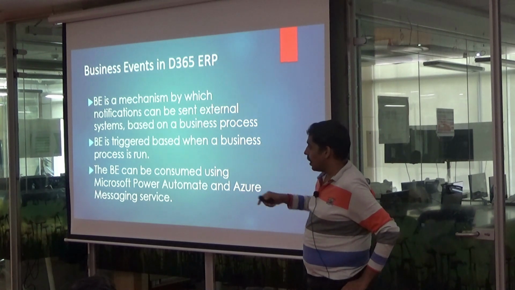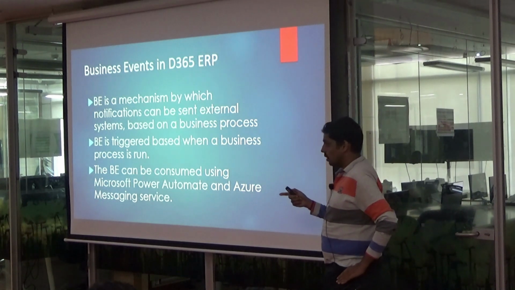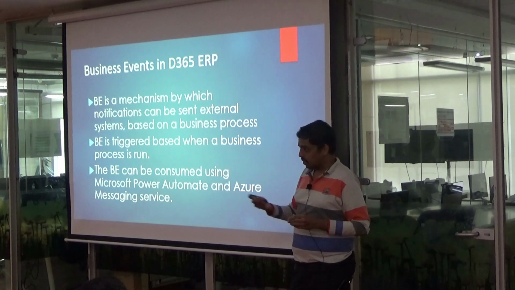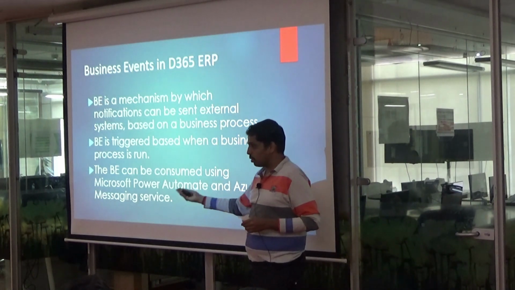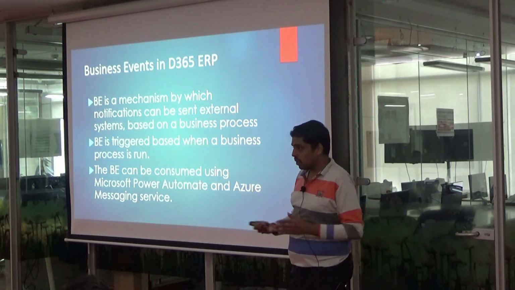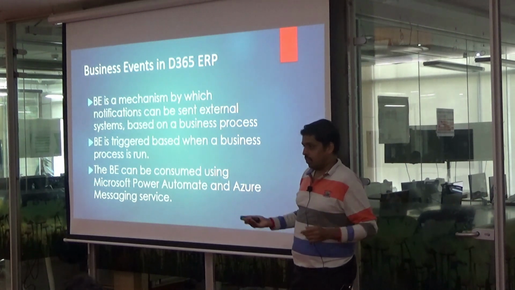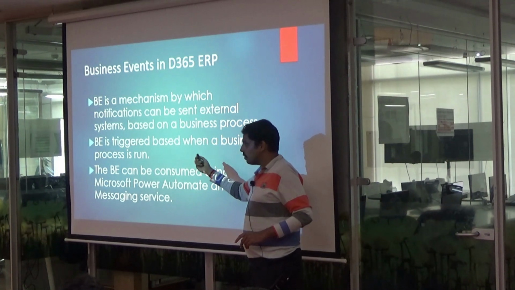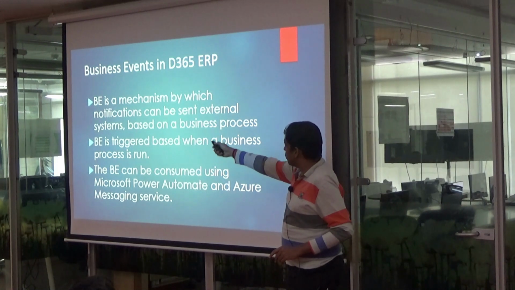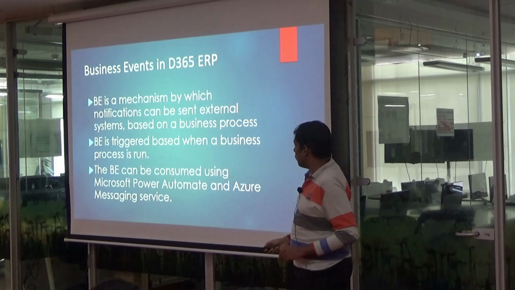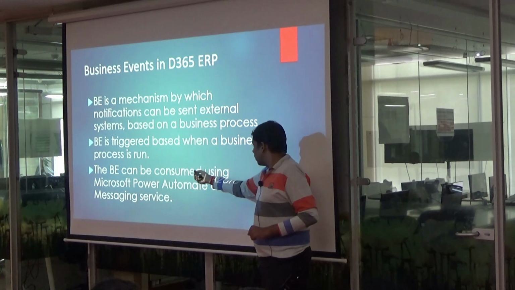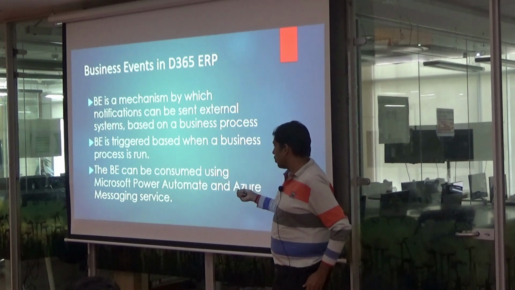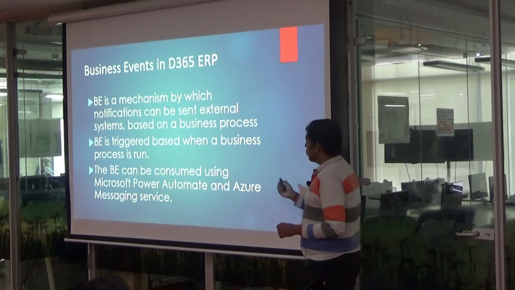So basically when we are running a business process, for example, the purchase to pay cycle is a business process where I start from the purchase quote, then the purchase order, then the purchase invoice, and then the payment to the vendor. So this is a business process. It's a workflow, and in these workflows we can have business events triggered from wherever we want. With these business events supported by Dynamics ERP, that data can be consumed by an Azure messaging service, like your Event Grid or your Logic App. You can even use Power Automate.